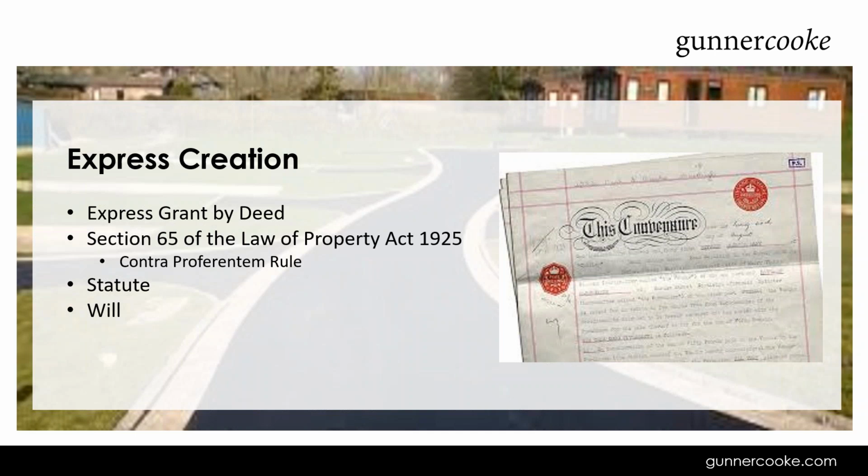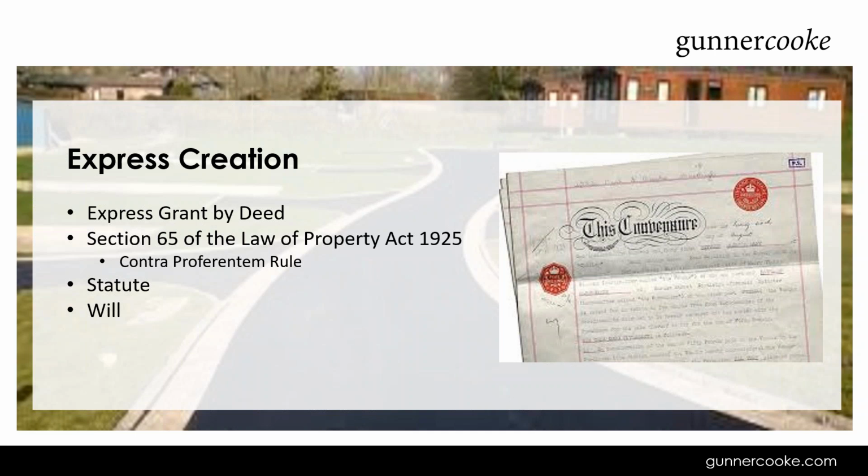So what that means is that you can't sit back and hope that your easement is going to be sufficient. If you are a buyer or a buyer's legal representative, what you actually need to do is make sure that there's no ambiguity in there, or else the contra preferentum rule could act against you.